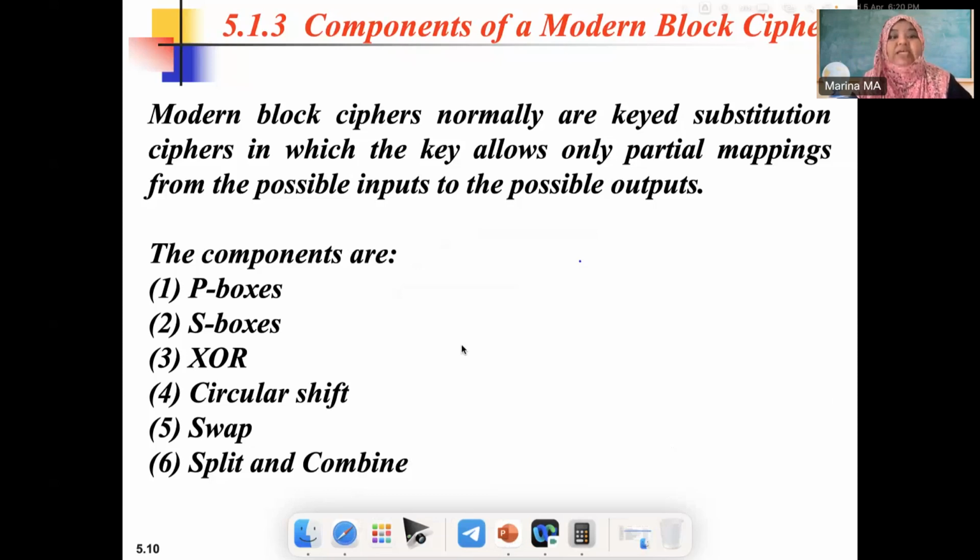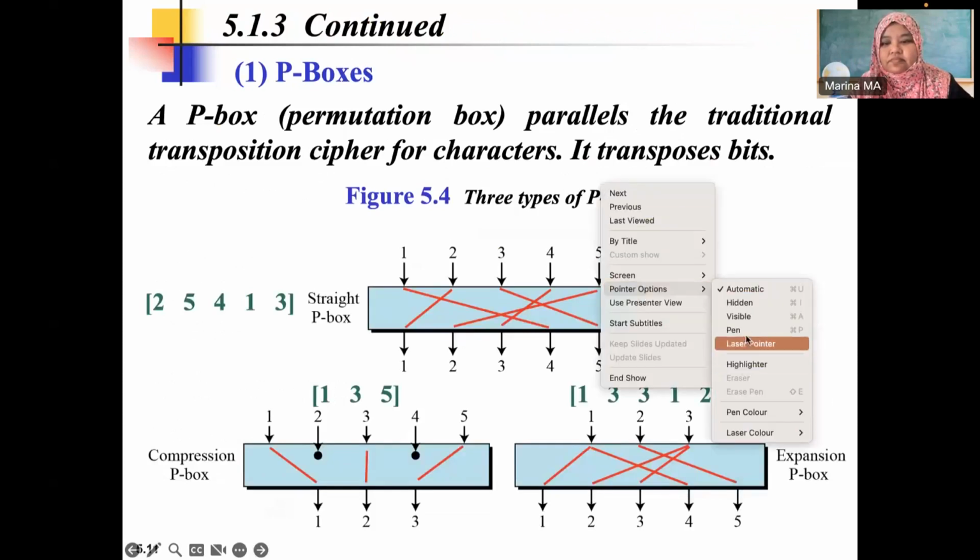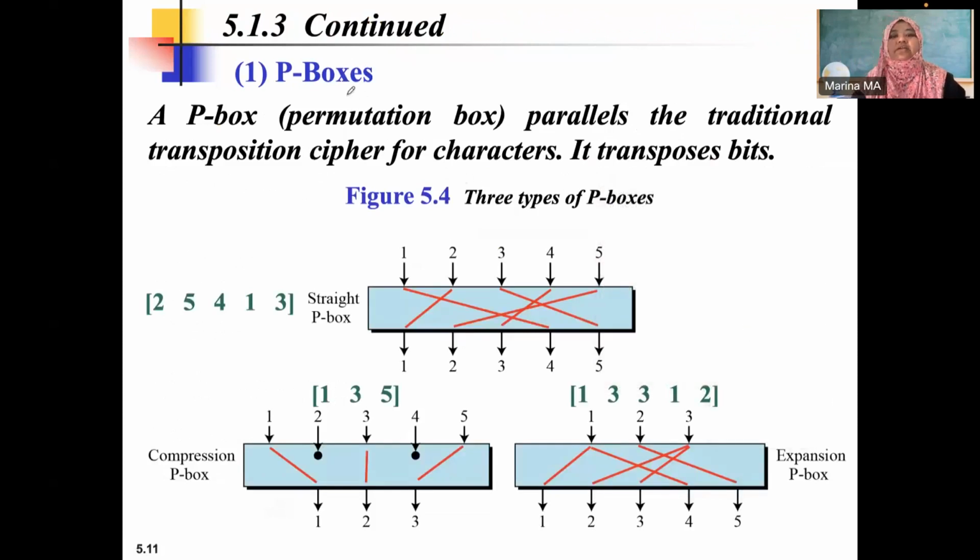P box, P is permutation, S is substitution. So P box, permutation box. Permutation, or if you think transposition, transpose, permute, okay? It parallels the traditional transposition cipher. So P box, permutation, transposition. It transposes bits. It rearranges the bits.